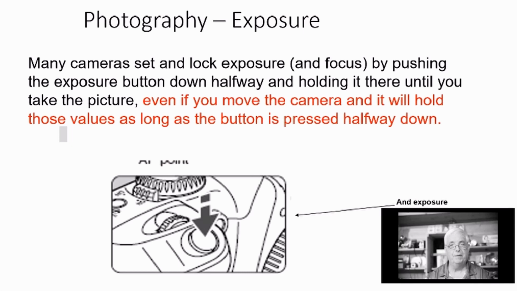So if you hold the button halfway down and it does achieve a proper, with quotes around it, exposure, on most cameras, if you continue to hold it, you can move the image around in your camera and it will not adjust any of those shutter speed, ISO, and aperture to suit the changing lighting environment as you move your camera.